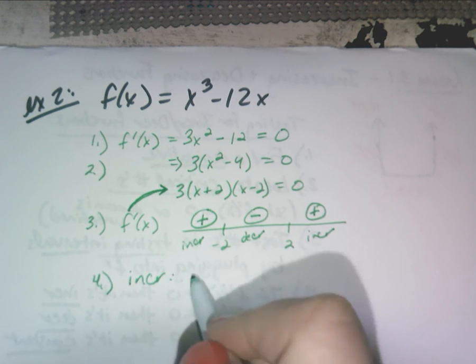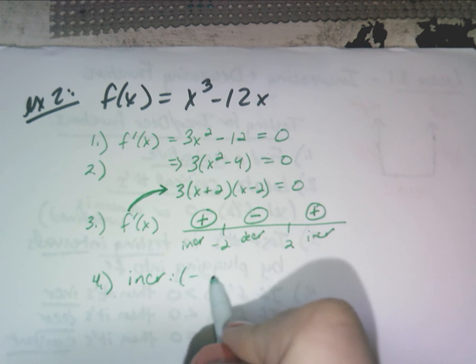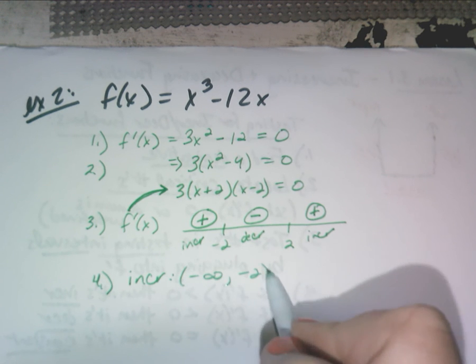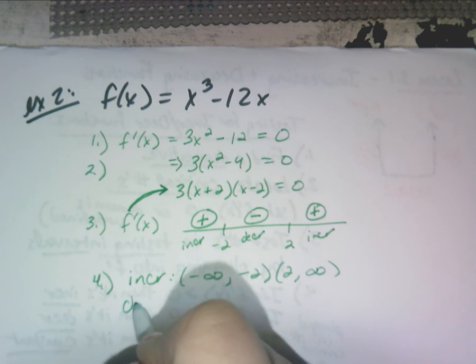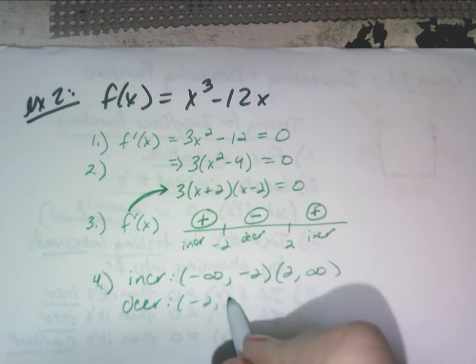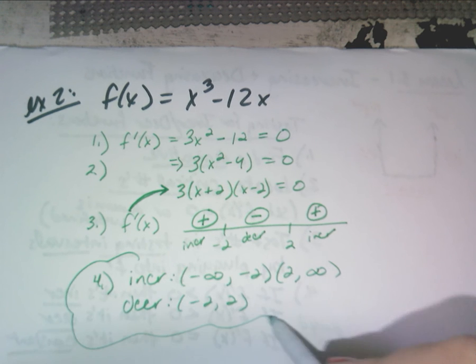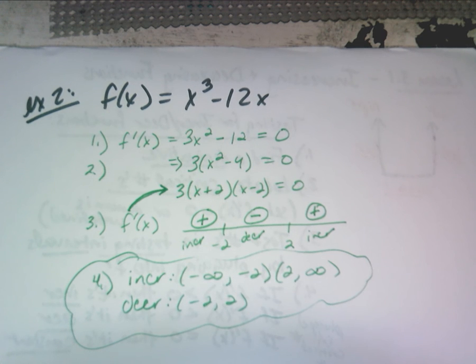So, increasing from where to where? Negative infinity to negative 2. And then where else? And where is it decreasing? Now, does anybody think here that, are you telling me that it's always going to be increasing, decreasing, increasing, or decreasing, increasing, and decreasing? Can you think of a time where it's not going to be?